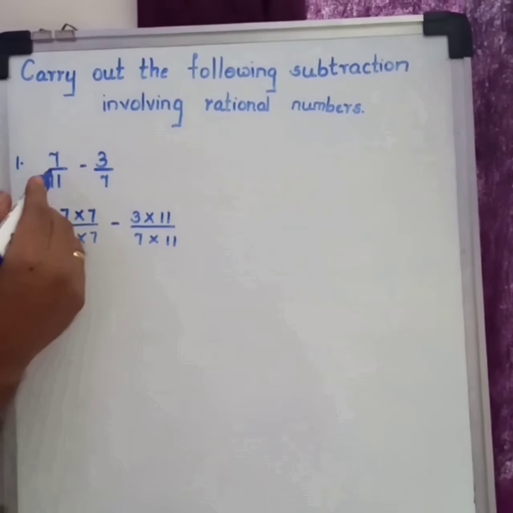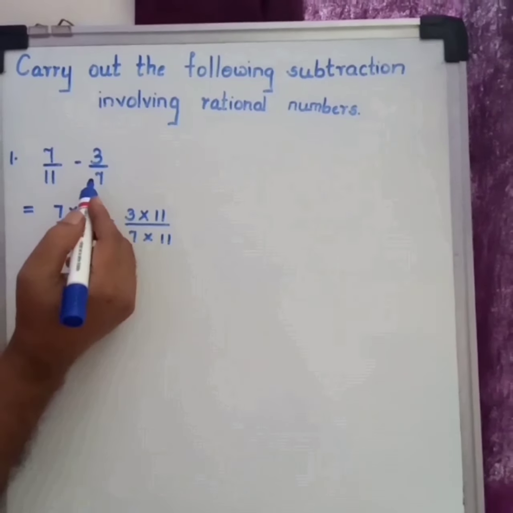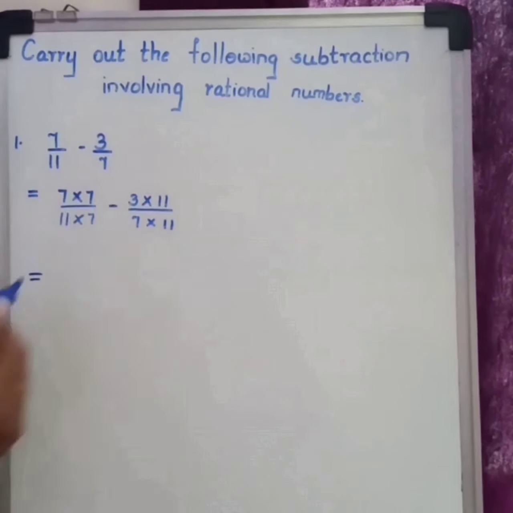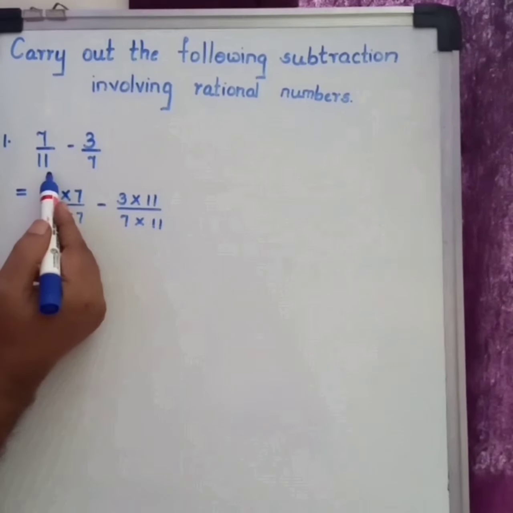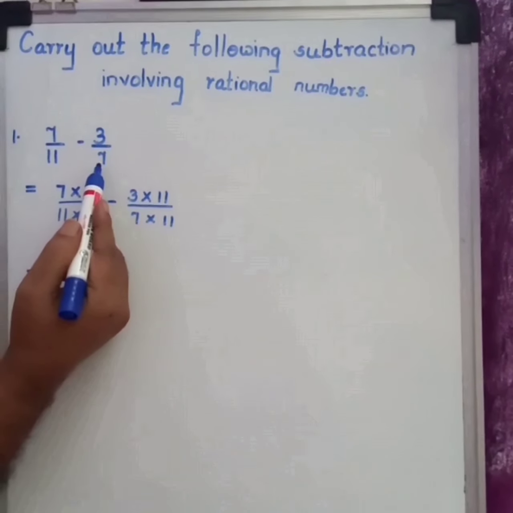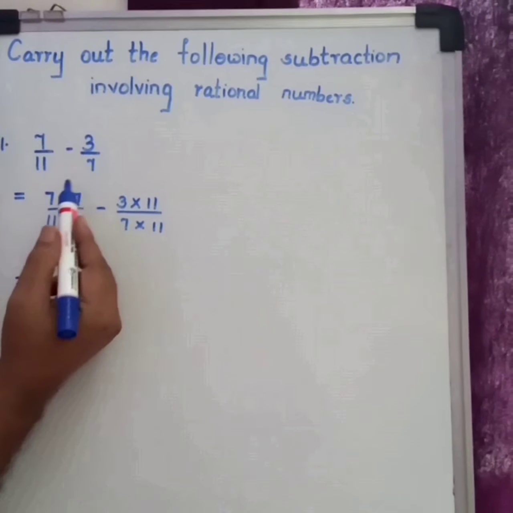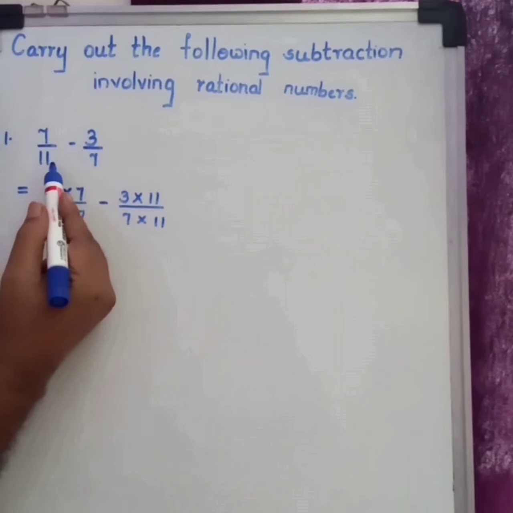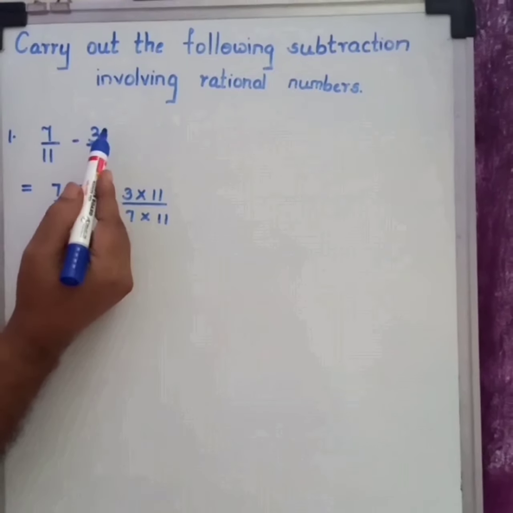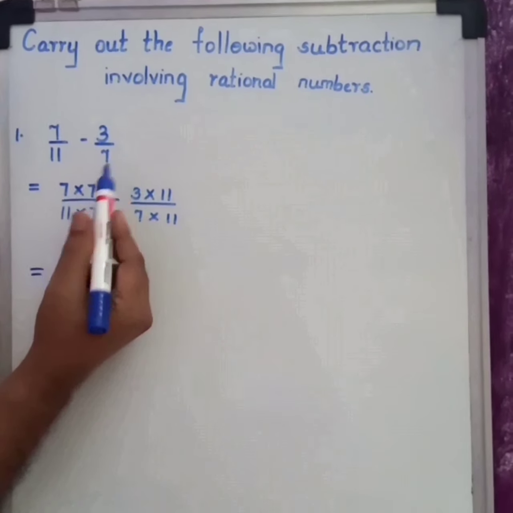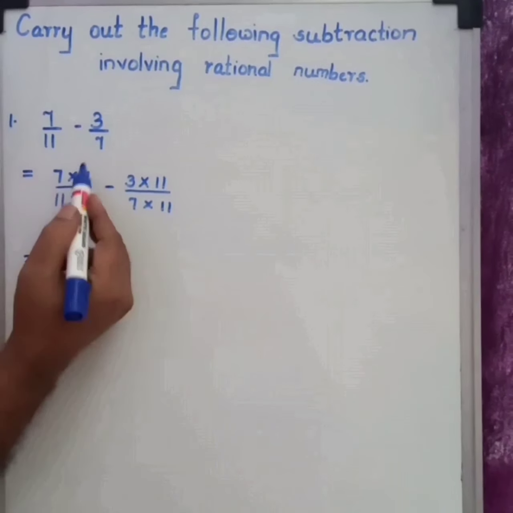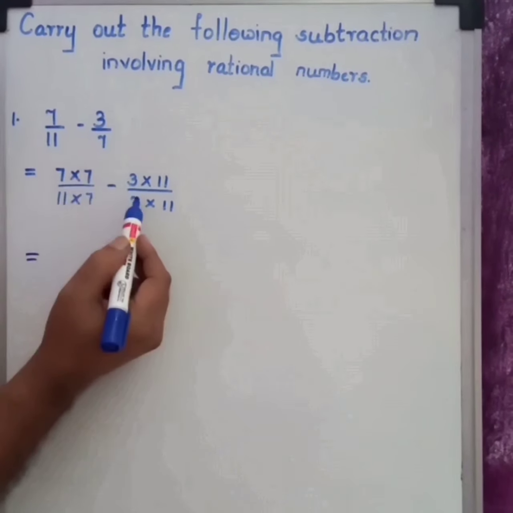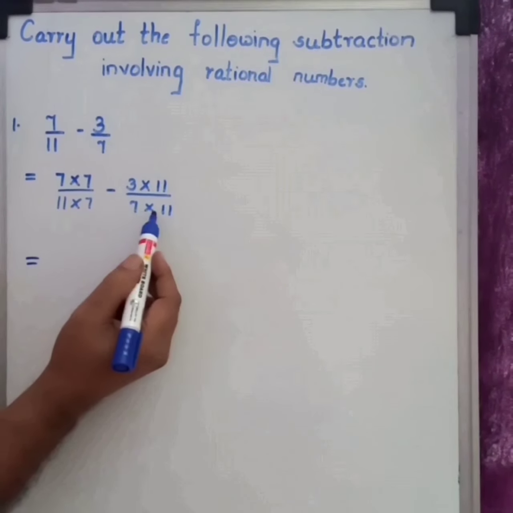The first sum: 7 upon 11 minus 3 upon 7. You can see that both the denominators are different, so we are going to equalize the denominator. In this case we are going to multiply 7 with numerator and denominator. Same way, 11 to be multiplied with numerator and denominator. Here 7 into 7, 11 into 7, minus 3 into 11 and 7 into 11.